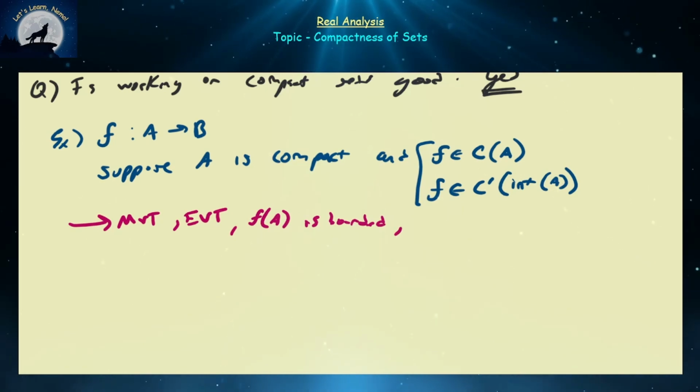And also, since f is continuous on a closed and bounded interval, you should also be able to show, as we've shown before, that f will be uniformly continuous on that domain set as well, right?